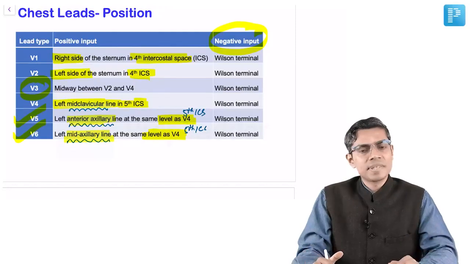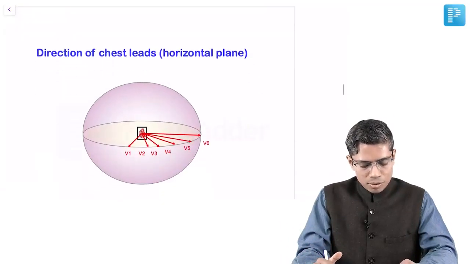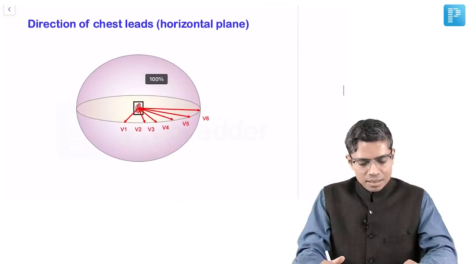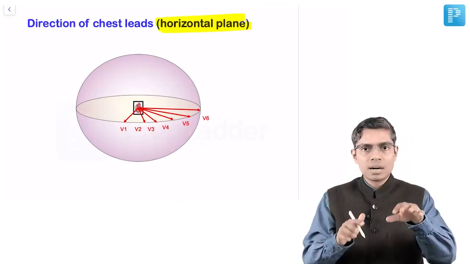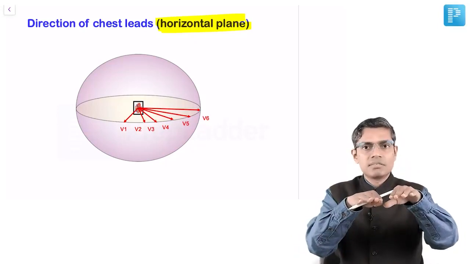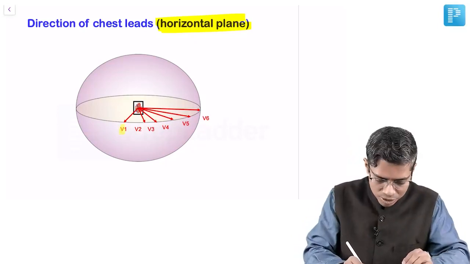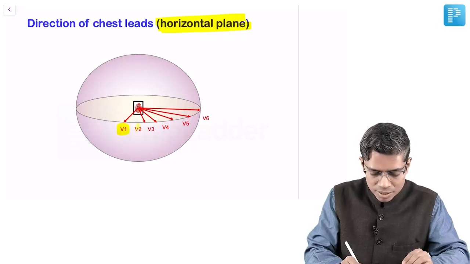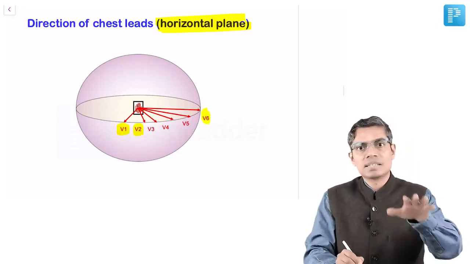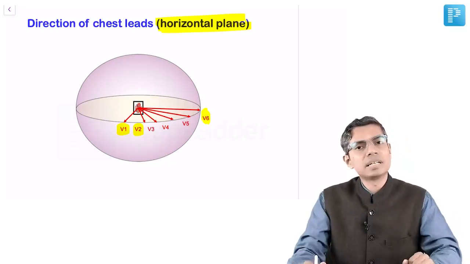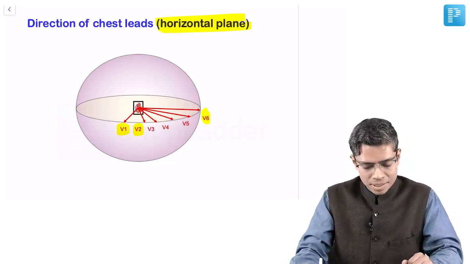So this is about the chest leads, and I already told you that the chest leads are placed in the horizontal plane. They are looking at the heart from the horizontal surface. This is the position of V1 on the right side of the sternum, V2 on the left side of the sternum, and this is V6 from the mid axillary line. So they are looking at the heart from different angles, right?